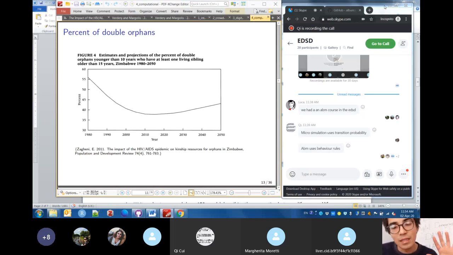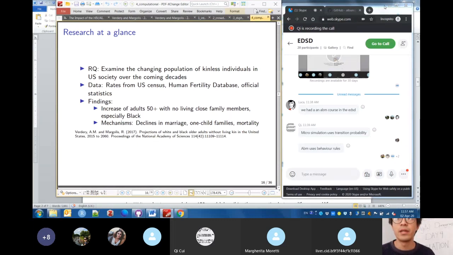So in this case, the rates come from the US Census and Human Fertility Database, and they also use data from official statistics. I don't know if you had the chance to go and review the supplementary materials. I'm going to show some graphs from there, but I think the supplementary materials are very good, and you can see actually how much work they put into creating these simulations and making sure that they made sense.